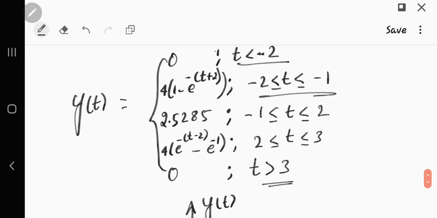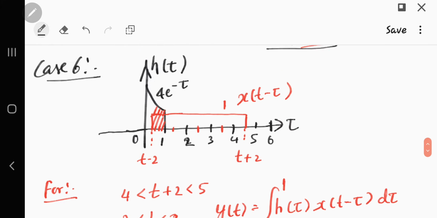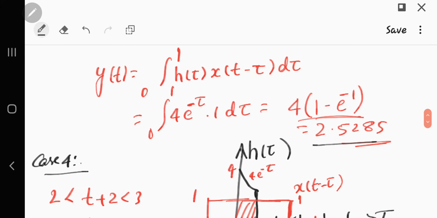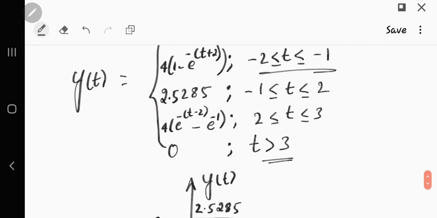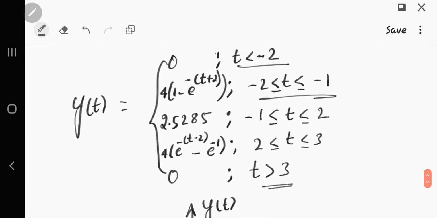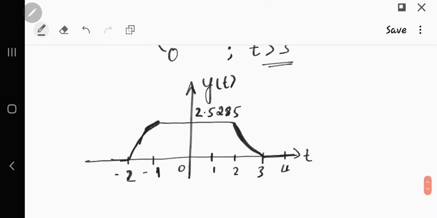Coming to this minus 1, if you put minus 1, e to the power of minus (minus 1 plus 2), you will end up with 1 minus e to the power of minus 1, which is the same as in this case. 4 into 1 minus e inverse. Again you will end up with 2.5285. So it is not that difficult. Looking at the expression, you don't feel that it's difficult to get the answer. Just apply the values as shown in the previous problem. You will get the answer and you can complete the plot. Anyhow, I have written the plot here, but I want you to confirm whether you will get the same or not. Anyhow, this completes the problem here.